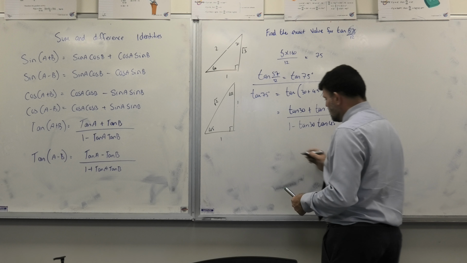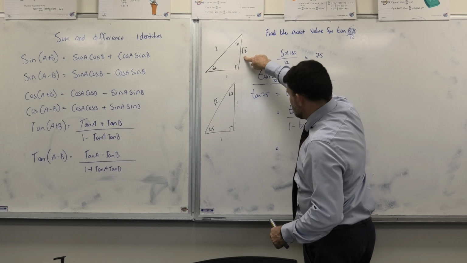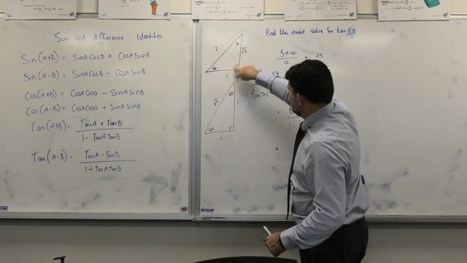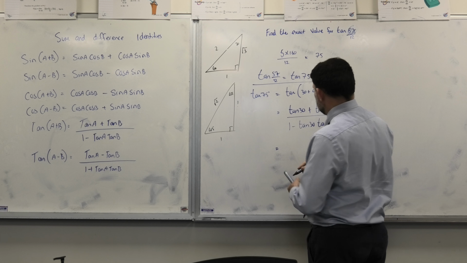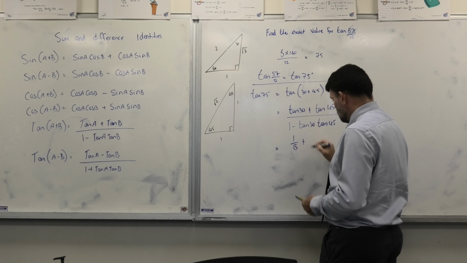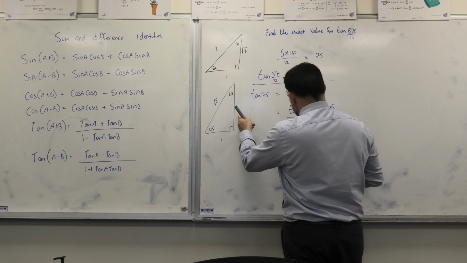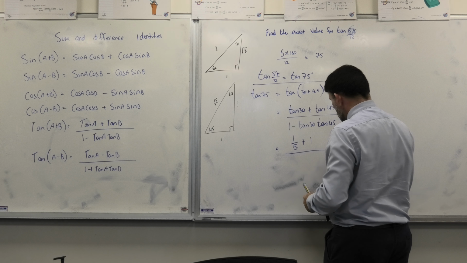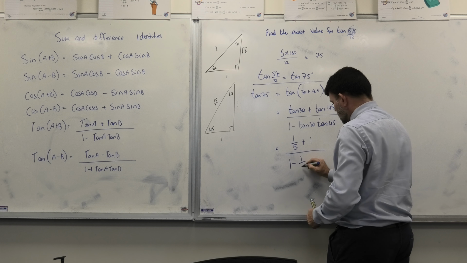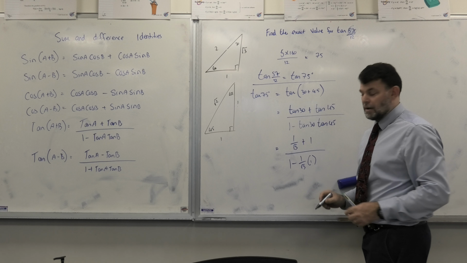So tan 30, let's look up here. Tan is opposite over adjacent. Here's your 30, there's your opposite, there's your adjacent. So we get 1 on root 3 plus tan 45. Here's 45, opposite over adjacent, plus 1, over 1 minus, and we know tan 30 was 1 on root 3 and tan 45 was just 1.